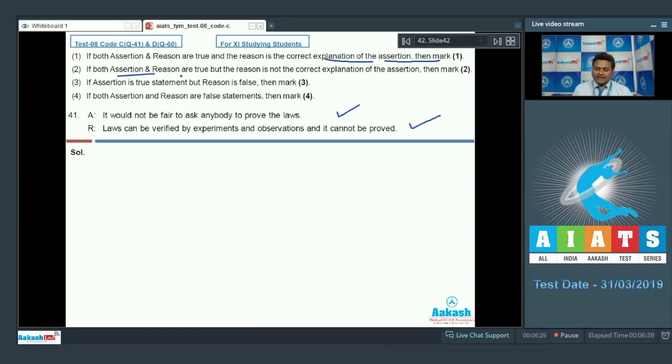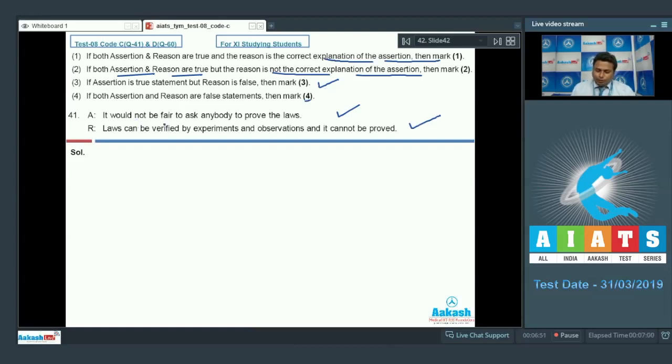If both assertion and reason are true but reason is not correct explanation of assertion, then we have to mark option number 2. If assertion is true but reason is false, then we have to mark option number 3, and if both are false, then we have to mark option number 4 only. So now let us proceed to the question.